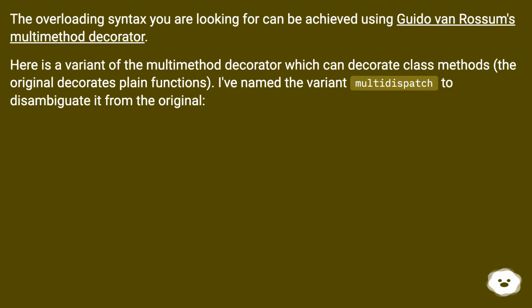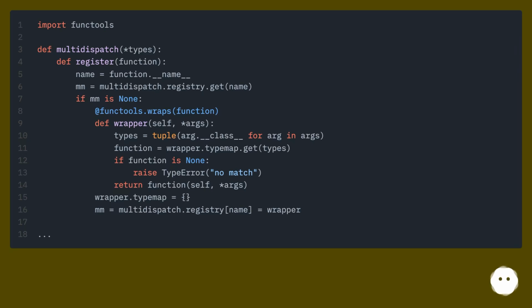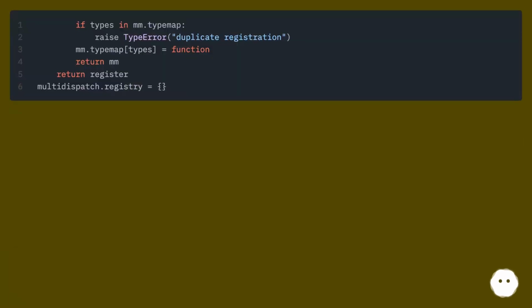The overloading syntax you are looking for can be achieved using Guido van Rossum's multimethod decorator. Here is a variant of the multimethod decorator which can decorate class methods. The original decorates plain functions. I've named the variant multidispatch to disambiguate it from the original. And it can be used like this.